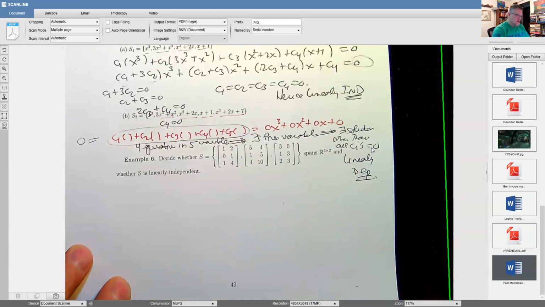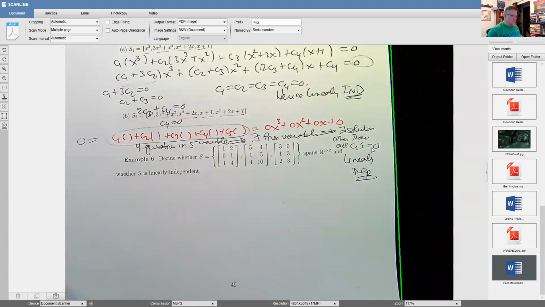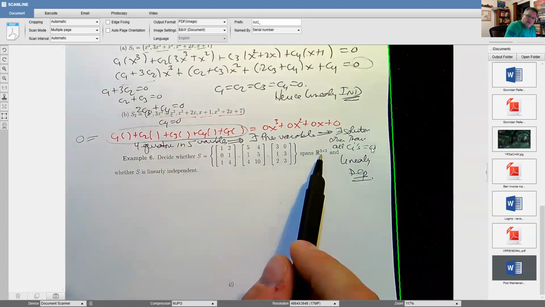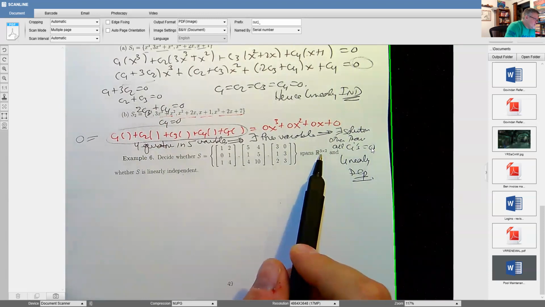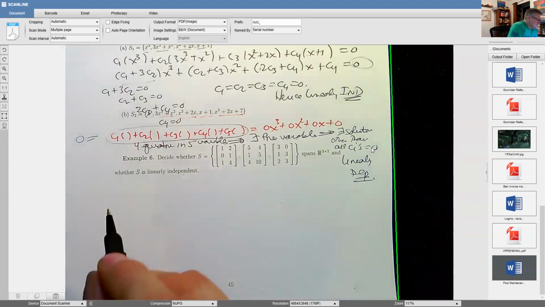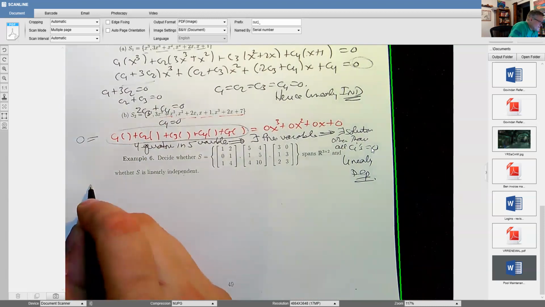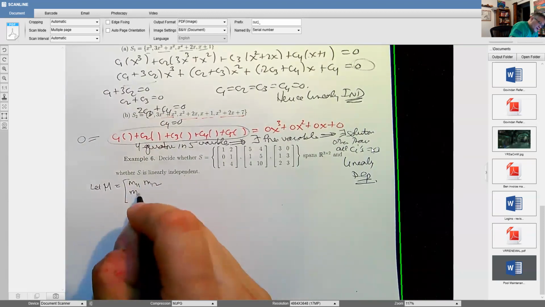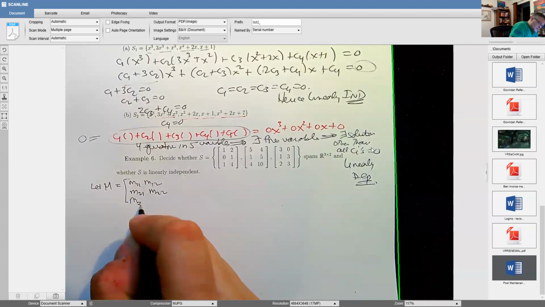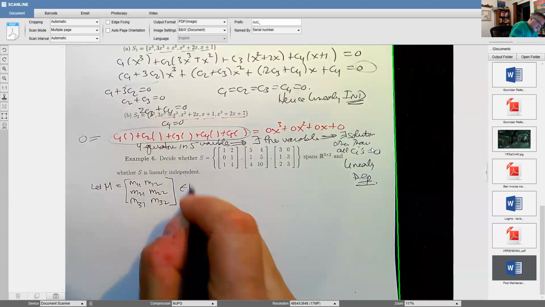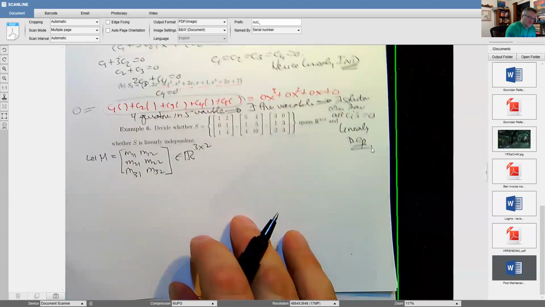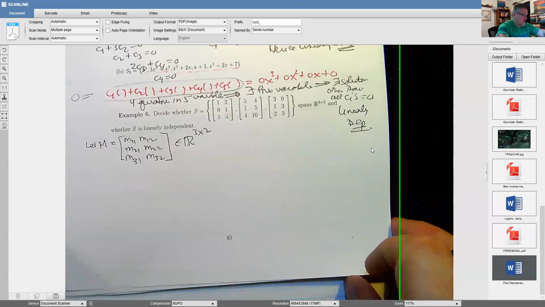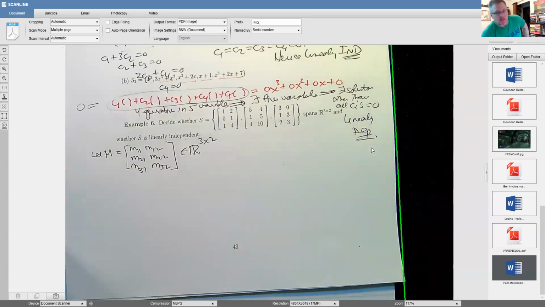Now look, before we had functions, now we have matrices. We want to know if these are linearly independent and if they span the set of all 3x2 matrices. First things first, to span one of these, let M equal M11, M12, M21, M22, M31, M32. So that is a generic matrix in the set of 3x2 matrices. And so what does it mean for those 3 matrices to span this?